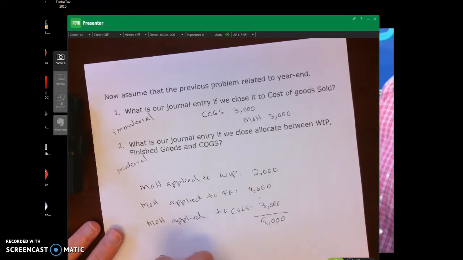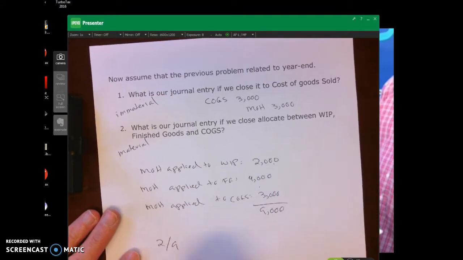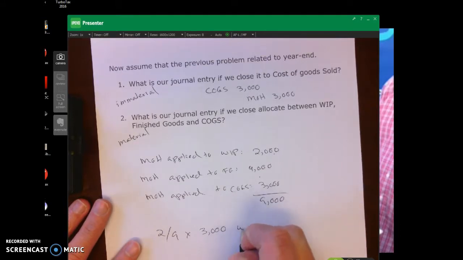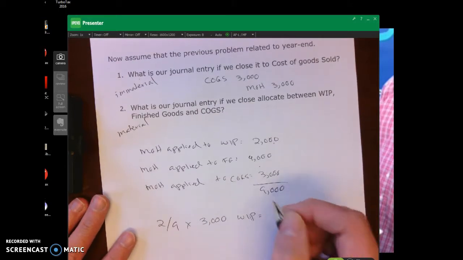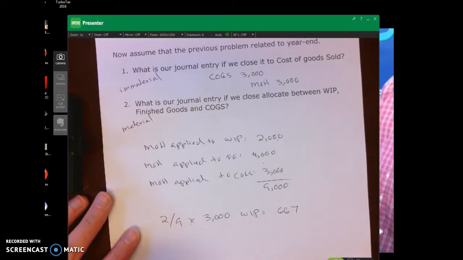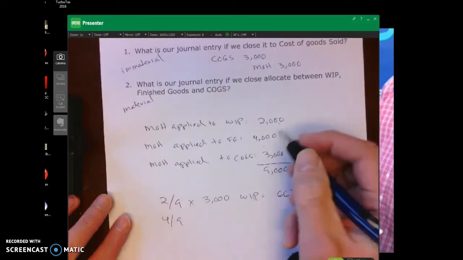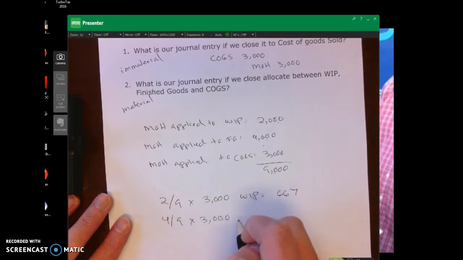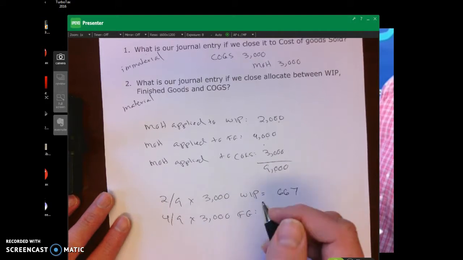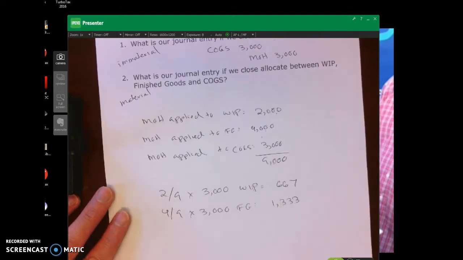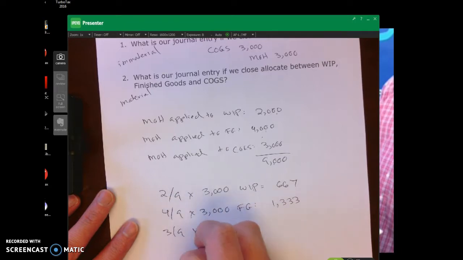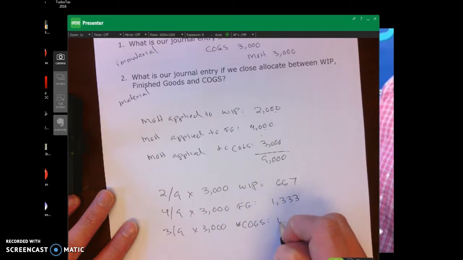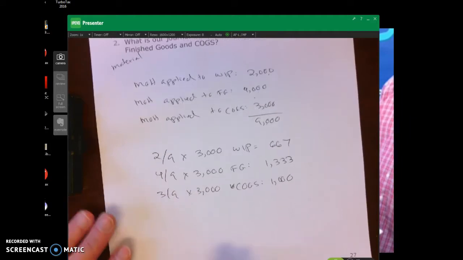So I'm going to say 2 of the 9,000 times the $3,000 of under-applied overhead will go to WIP, which equals $667, rounded up just a little bit. Then 4,000 of the 9,000 times the $3,000 that's under-applied goes to finished goods, so that gives us our $1,000. Then 3 ninths times the $3,000, so one third, goes to cost of goods sold, which is our $1,000. Then I can use that to do my journal entry.